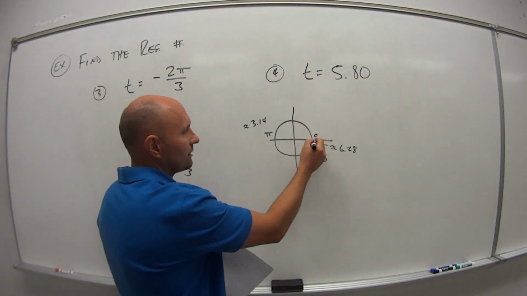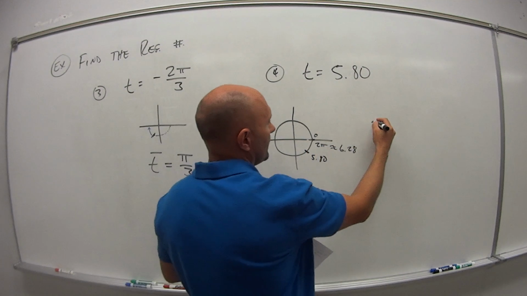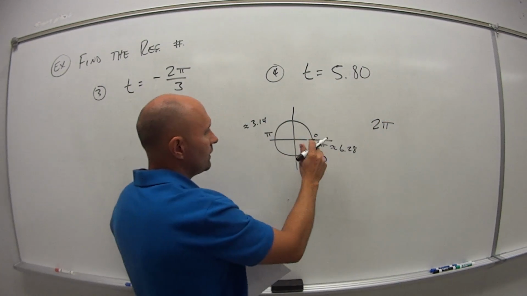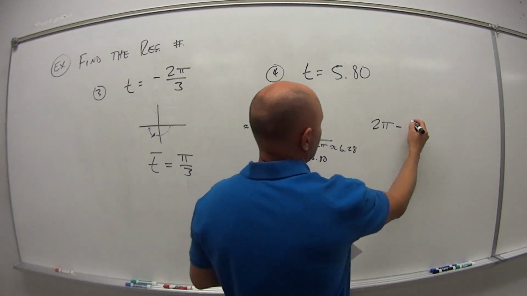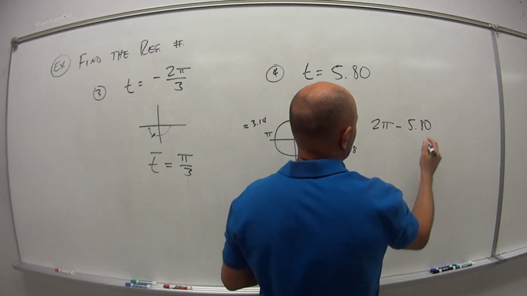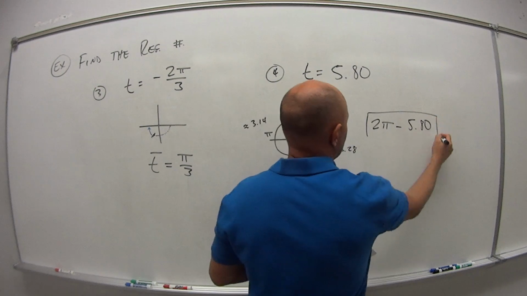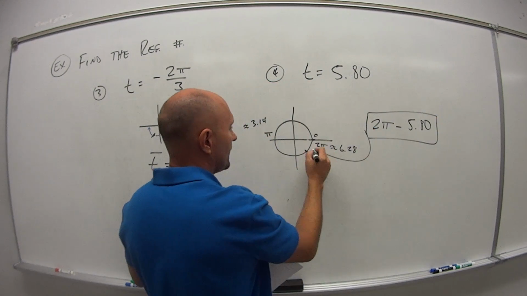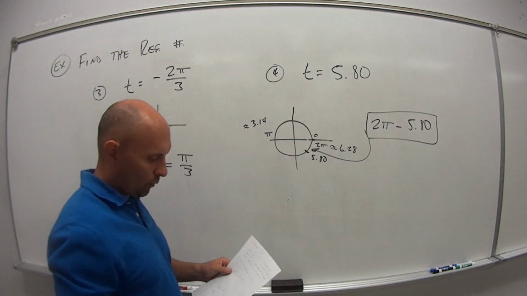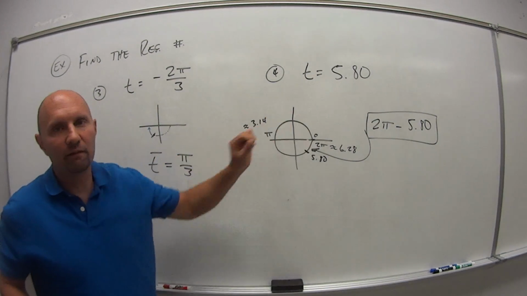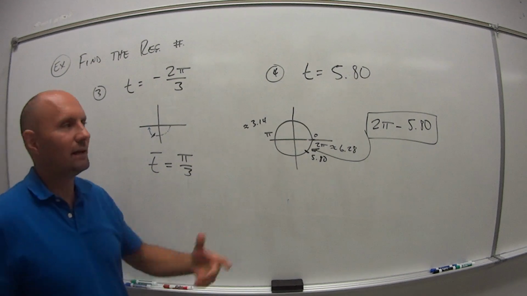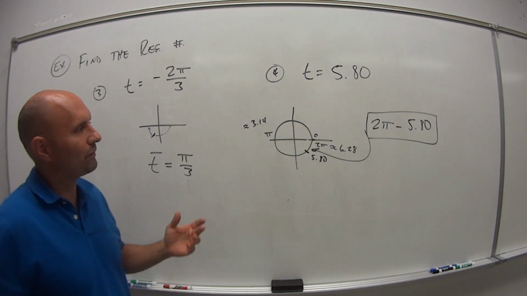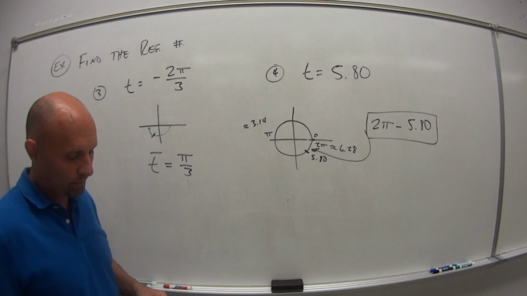Well, to get back to the x-axis is 2 pi, but you have to subtract off this guy here, 5.80. So that would be the answer. 2 pi minus 5.80 is the length of that little portion there. So again, you're going to need this for your homework problems, not so much for any of the exams in here.